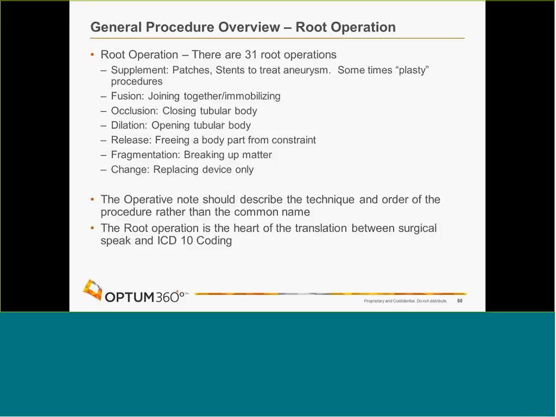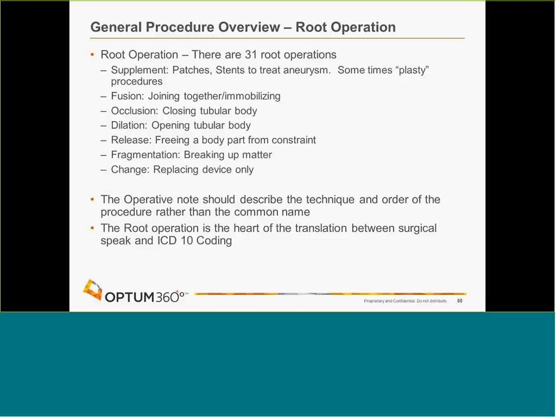Some of them make a lot of sense and won't be an issue. For example, fusion makes a lot of sense. Joining together and mobilizing, I don't think we'll have any problems with that. But trying to figure out the difference between occlusion and restriction, I've seen many coders get tripped up on that. Occlusion is when you completely occlude a tubular body, such as a vein or artery, and a restriction is when you partially occlude it.